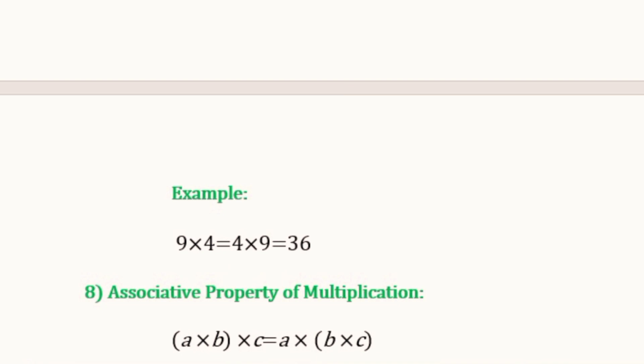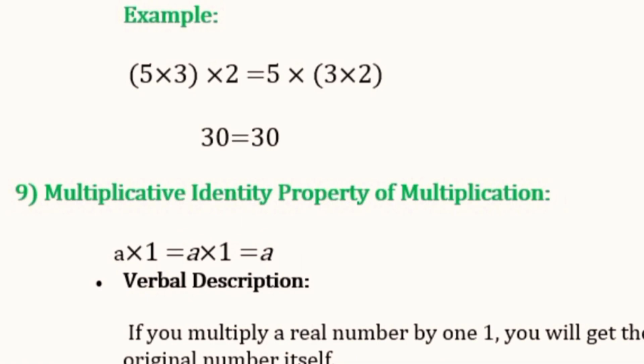Next property is associative property of multiplication. As associative law was valid in addition, here associative law is valid in multiplication. Take three numbers 3, 5 and 2, say if we multiply 5 with 3 and then multiply with 2, we get 30.